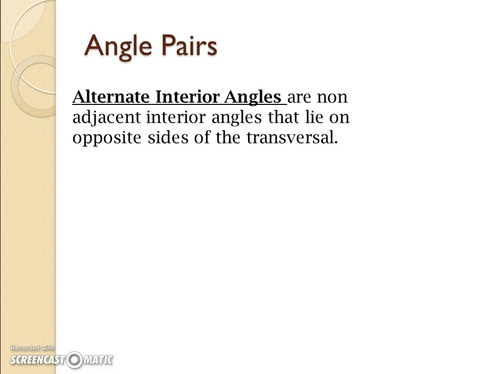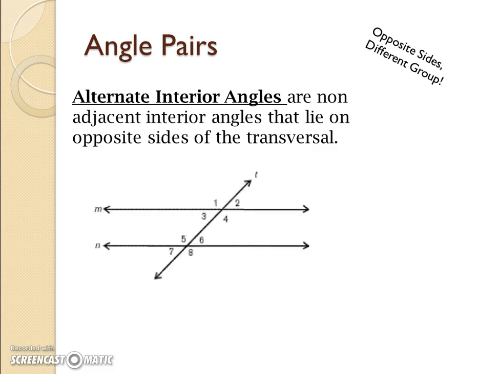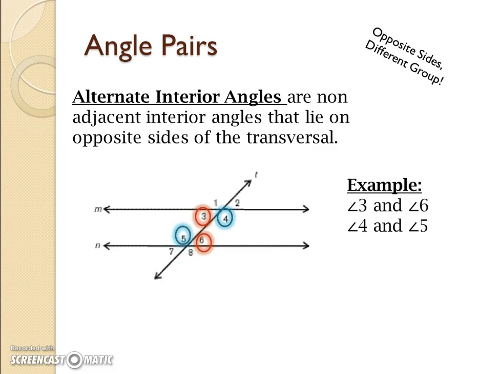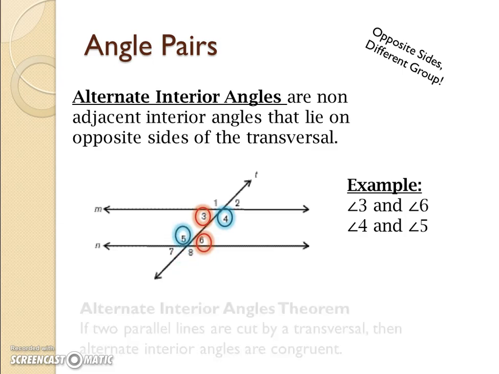It is non-adjacent, meaning not touching. It's interior angles, and they lie on opposite sides of the transversal. So the way to remember this is opposite side, different group. Our interiors are 3, 4, 5, and 6. Our alternate interiors are 3 and 6, 4 and 5. So 3 and 6 are alternate interiors. 4 and 5 are a different pair of alternate interiors.